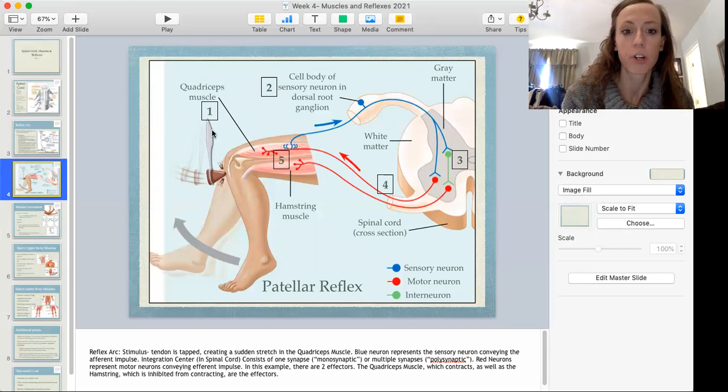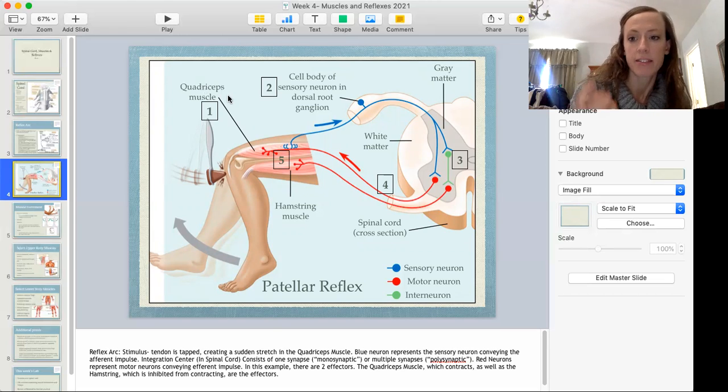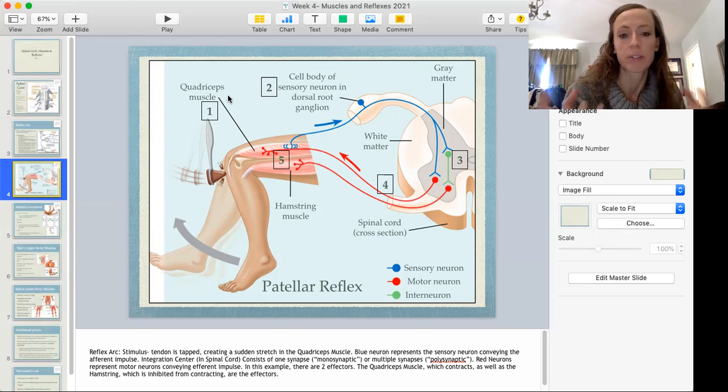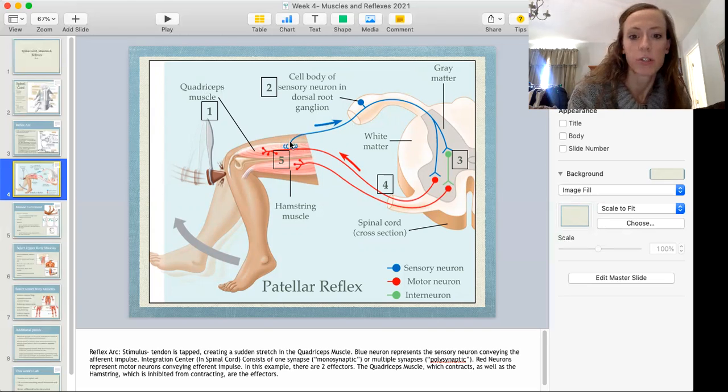So again, the first step of the reflex is stimulus. Go to the doctor, hit your knee with a hammer. That stretch in the quadriceps is sensed by a neuron, indicated in blue here, that is going to take that impulse to the central nervous system. Okay, so there's receptors on the sensory neuron that sense that stretch, and then you've got your afferent signal, your afferent pathway. Sensory neuron takes that impulse through the dorsal side of the spinal cord.